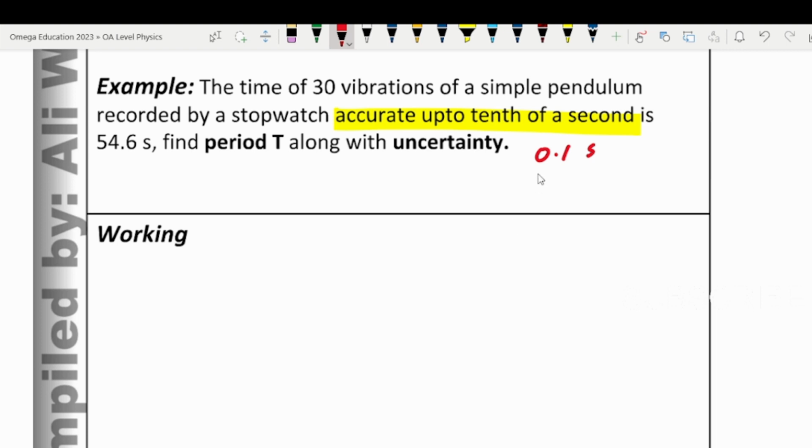Accurate up to hundredths of a second would have been 0.01. Accurate to thousandths of a second would have been 0.001. So they have given you the least count, they have given you the precision indirectly. And the total number of vibrations you have taken is 30. And what is the time for 30 vibrations? 54.6. Find the period along with the uncertainty. In order to find the period, I'm finding the principal value first. And here we'll be finding the uncertainty.